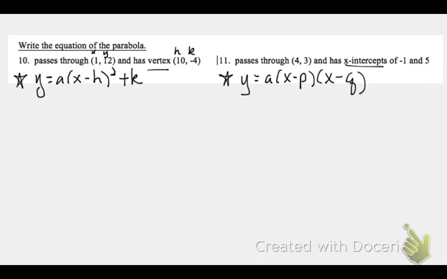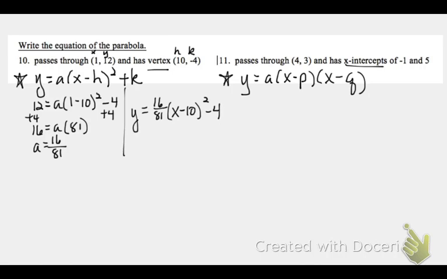and check your work. So on number 10, you should have got 16/81, and you'll want to leave it in fraction form rather than rounding to a decimal. So that your equation, once you plug that in, will be y equals 16/81 times (x minus 10) quantity squared minus 4.